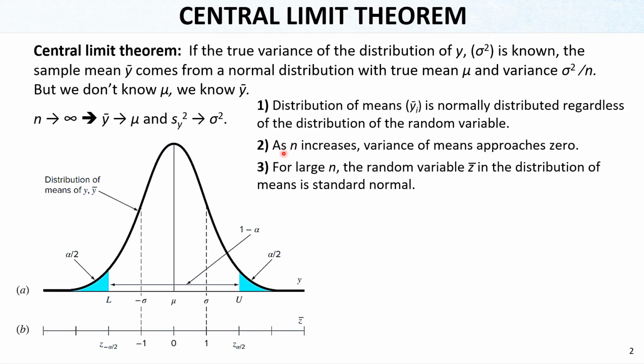And with the increase of n, the number of samples, the variance of means approaches 0. Because when we increase n, the mean will approach the true mean. That's why the variance will be 0.